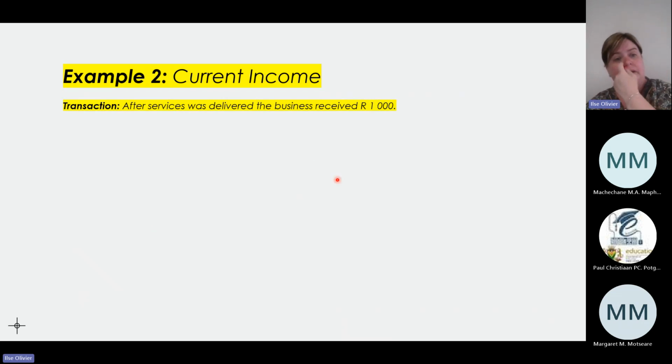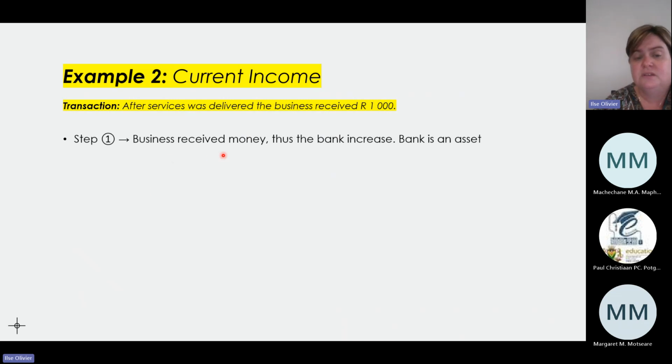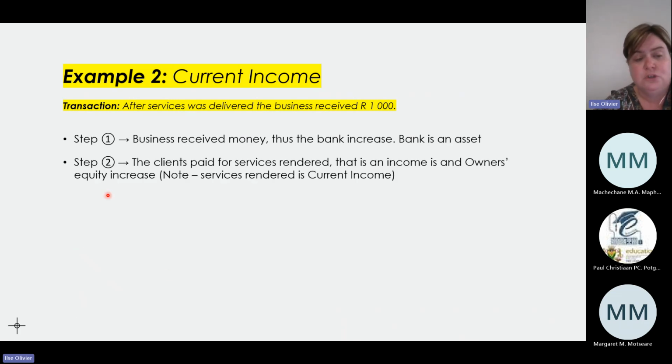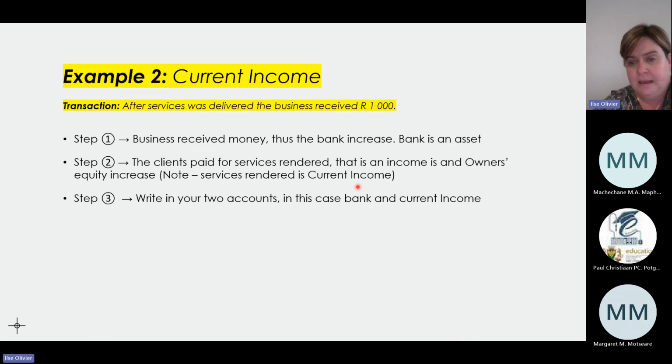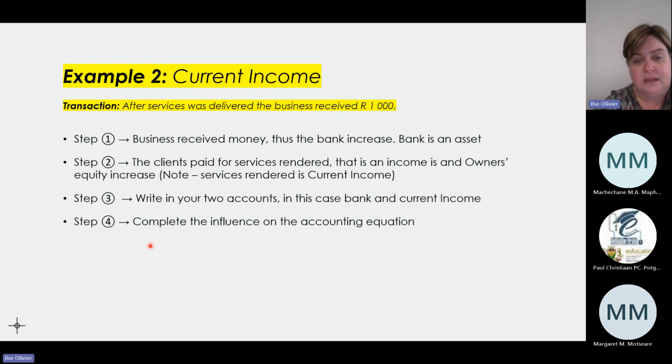Second example, current income. This is all stuff that we did last year. After services were delivered, the business received 1,000 Rand. First up, the business receives money, so the bank increases. Bank again is an asset. The asset that increases is on the debit side. Then step 2, the client paid for services rendered. That is income, and owner's equity increases. Note that services rendered is called current income. Your two accounts will be bank and current income. Right, then you complete the influence on your accounting equation.